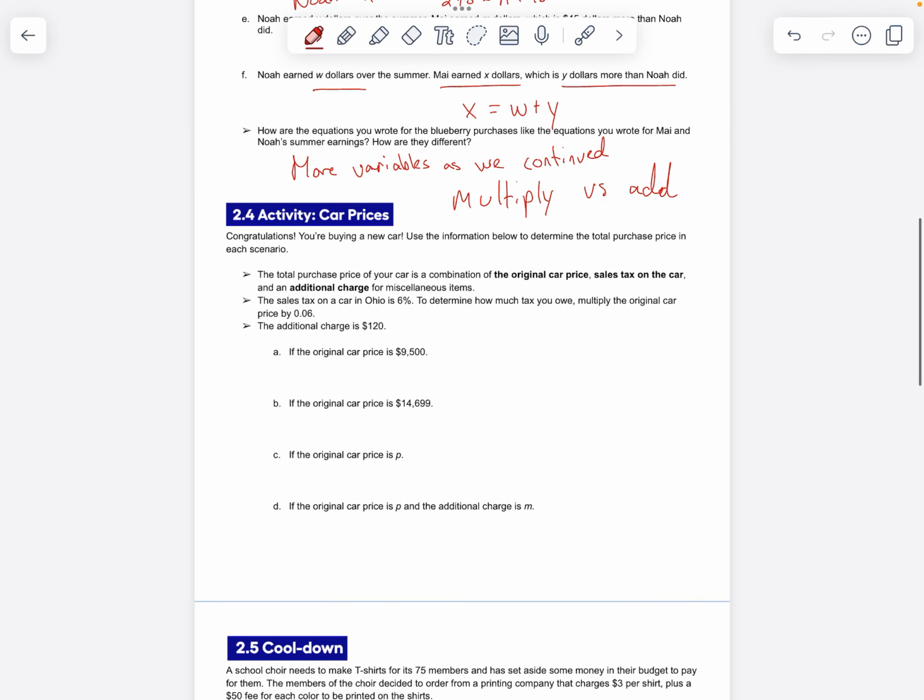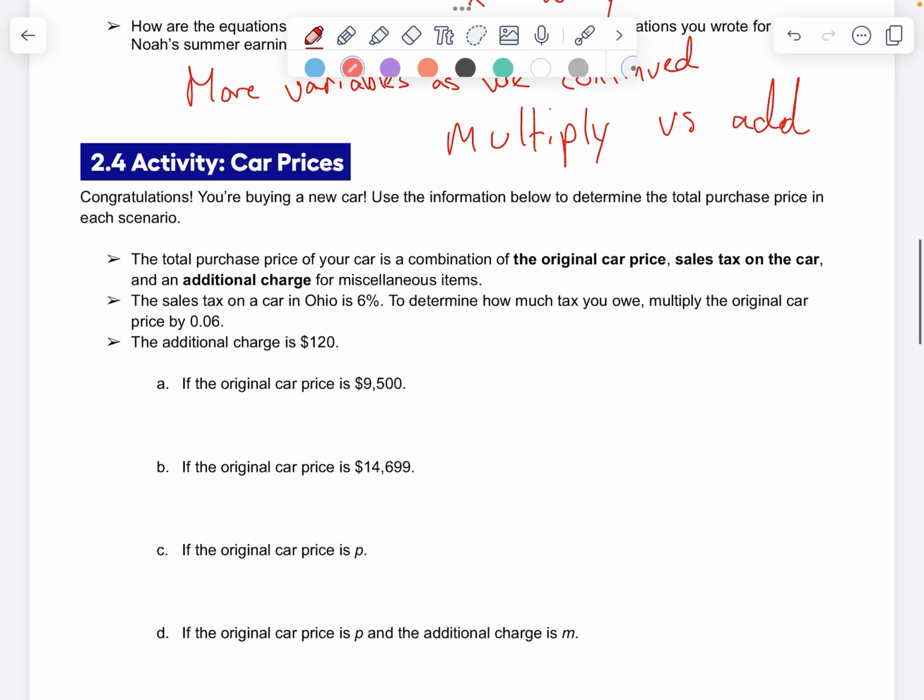Let's do one last activity here. So almost done. It says, Congratulations, you're buying a new car. Use the information below to determine the total purchase price in each scenario. By the way, buying a car is not fun. The amount of negotiating and everything else, it's one of my least favorite things to do.